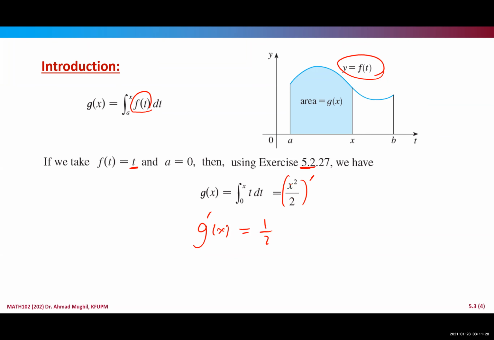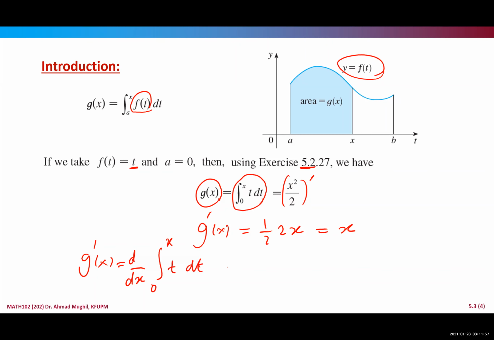The derivative of x squared is 2x, so this will be equal to x. So g prime, which is the derivative of this integral, is the derivative with respect to x, d/dx of this integral. What is it? It is equal to x. Do you notice something? It is the same as the original function. So we obtain our function back.